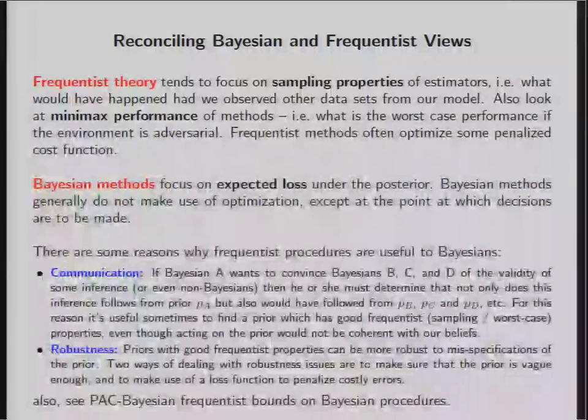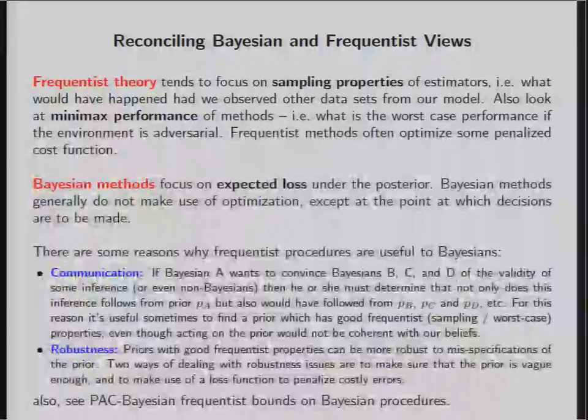Okay, Bayesian methods tend to focus on expected loss under the posterior, and they don't generally make use of optimization except at the point where you have to make a decision that minimizes your expected loss. Okay? Now, there are some reasons why frequentist procedures are actually very useful for Bayesians. One of them is as a form of communication.